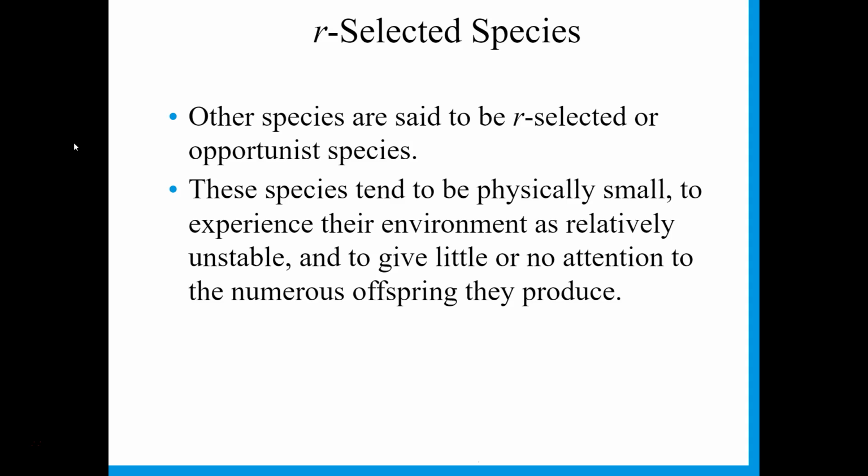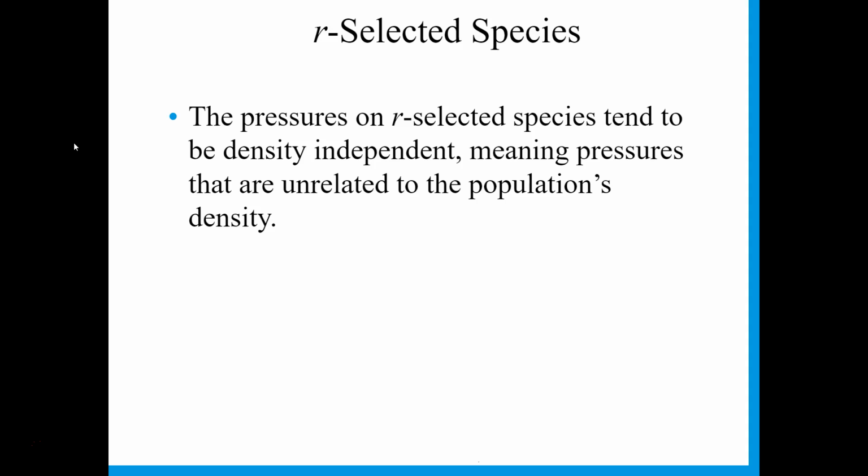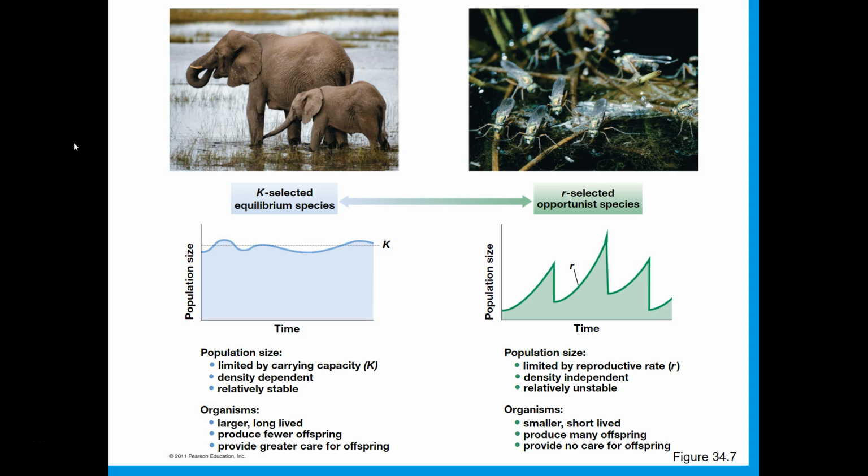So K-dependent species are larger, have more parental care, and tend to stay around carrying capacity. R-selected species are smaller, with not very much parental care, and the pressures that keep them in check aren't really related to the population's density. They're related to other things, like what's eating them, what the environmental conditions are like, what season it is, or how much space is available.